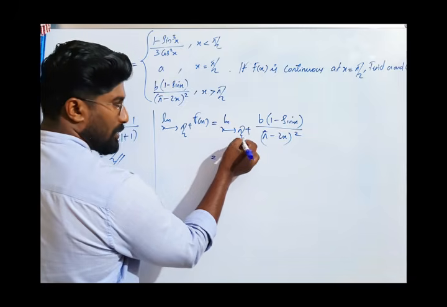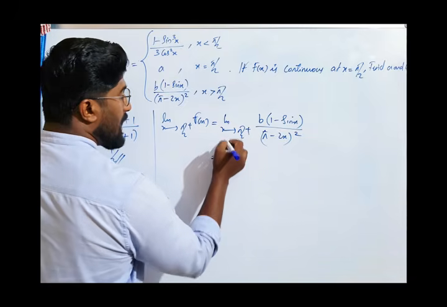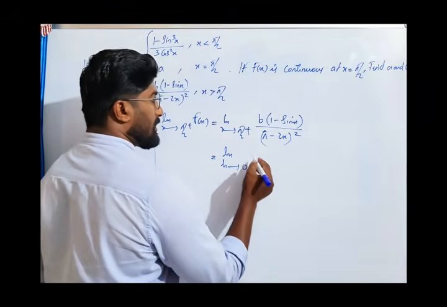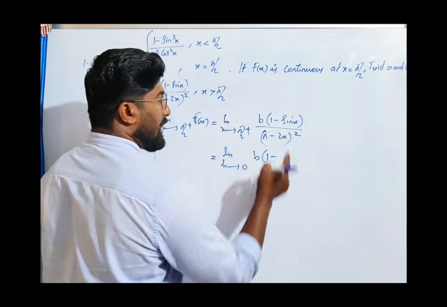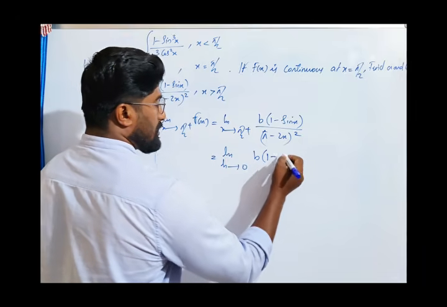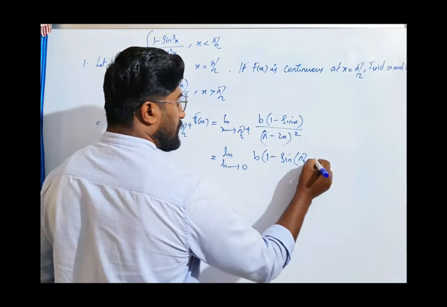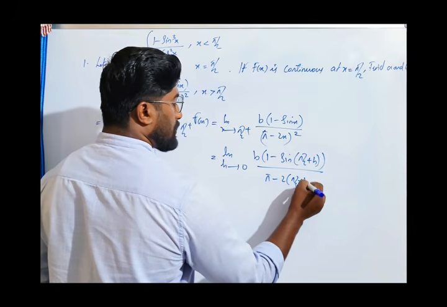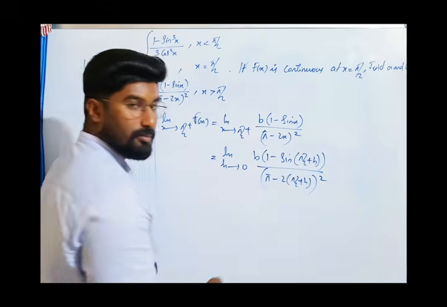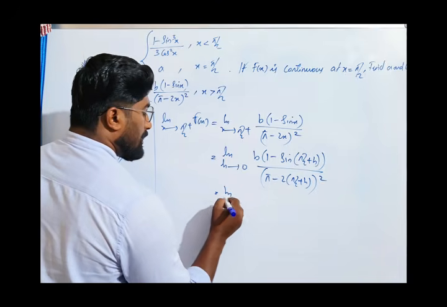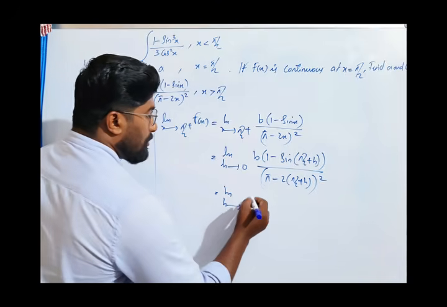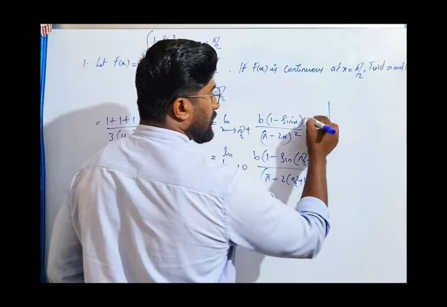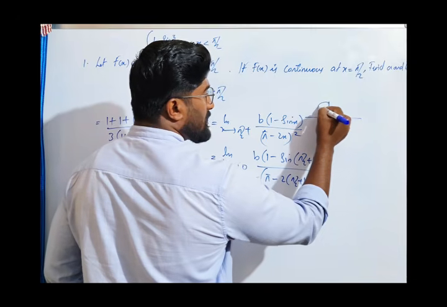Limit x tends to pi by 2. So pi by 2 is a non-zero real number. So replace x tends to a by h tends to 0, and in the function replace x by a plus h, that is sine of (pi by 2 plus h) divided by (pi minus 2 into (pi by 2 plus h)) the whole square, which is equal to limit h tends to 0 b into (1 minus sine (90 plus theta)). So listen, 90 plus theta is in the second quadrant.